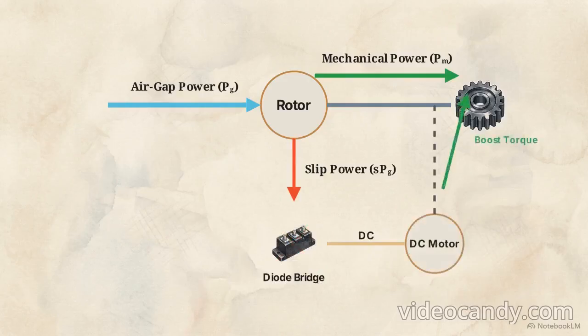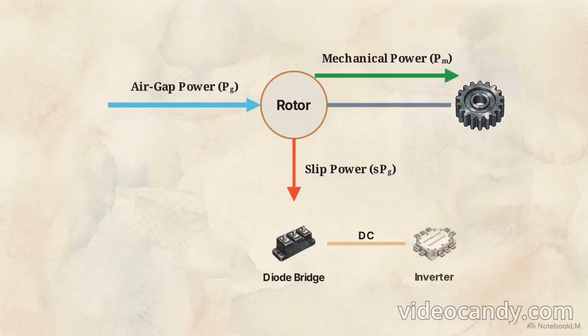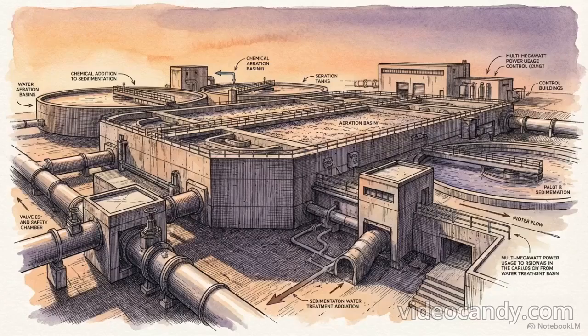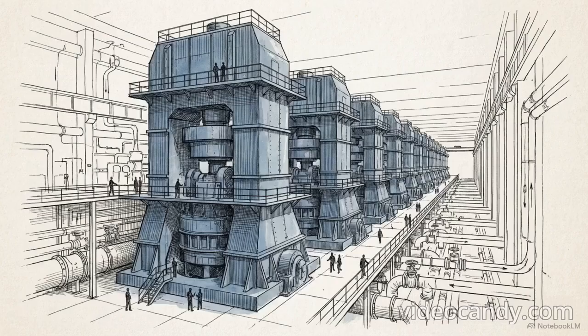This diagram illustrates the power flow in a wound rotor motor. Air gap power enters the rotor and immediately splits into two streams, the mechanical power turning the shaft and the slip power. Instead of burning that slip power in a resistor, we can intercept it and recycle it. This is called slip power recovery. One method is the static Kramer drive. Here, the slip power is pulled from the rings, rectified into DC through a diode bridge, and fed into a separate DC motor that is mechanically coupled to the exact same drive shaft. The Kramer drive takes the electrical energy that would have been wasted as heat and uses it to mechanically assist the main motor, directly supplementing the output torque.